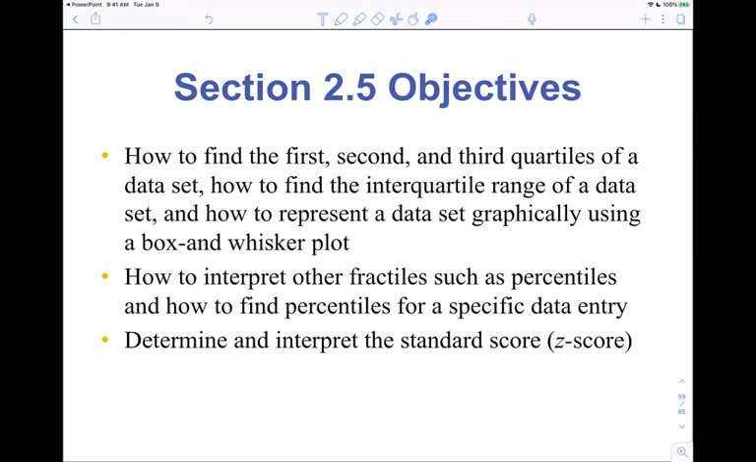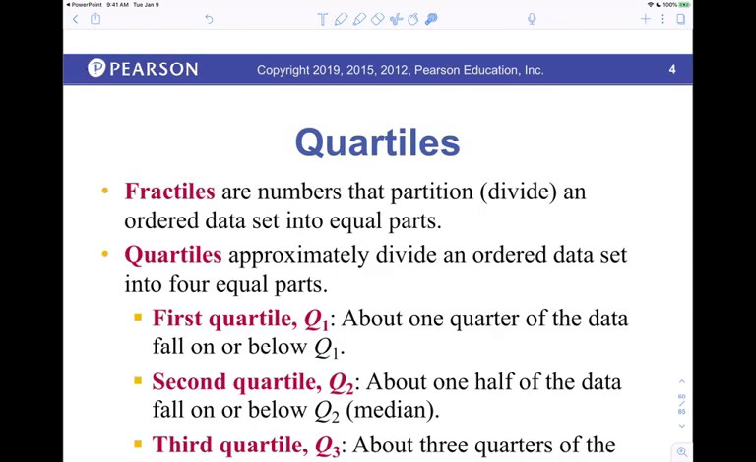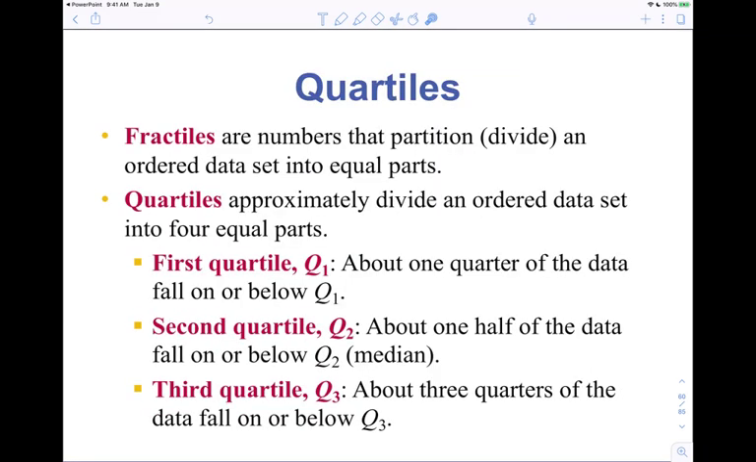Okay. So fractiles are going to be numbers that partition or divide an ordered data set into equal parts. Quartiles approximately divide an ordered set into 4 equal parts. The first quartile, about 1/4 of the data set fall on or below quartile 1. About half the data set fall on or below Q2, which is our second quartile, which is the median. And then the third quartile, Q3, about 3/4 of the data set fall on or below Q3, right?